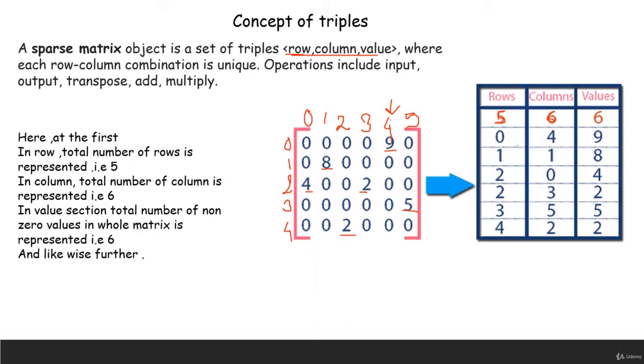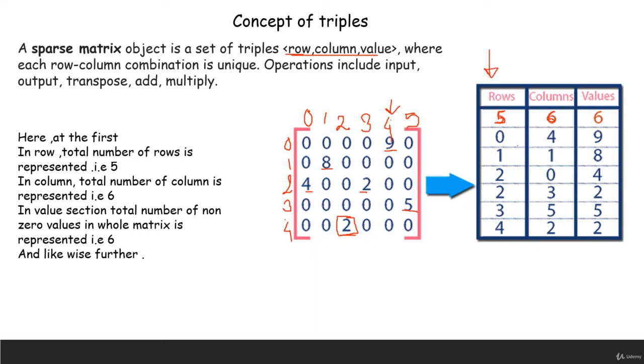So we have calculated each triple present in this sparse matrix. For example, next we have taken the first row, first column. What is the non-zero value? 8. Now second row, zeroth column. What is the value? 4. Third row, fifth column. What is the value? 5. Fourth row, second column. What is the value? 2. So this is how we have calculated the triples.